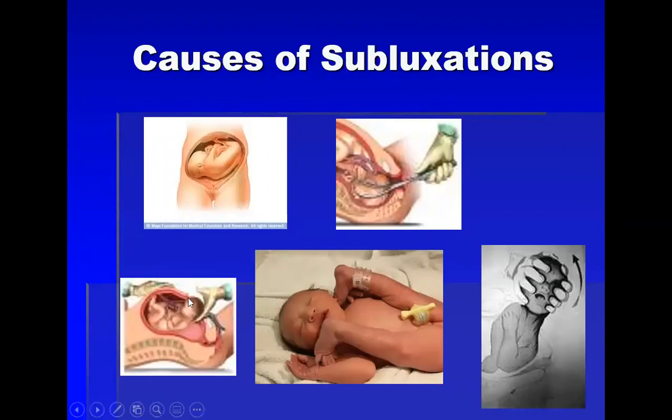The other reason why babies can get subluxated is during the birth process. And here on the picture on the top right, you can see a baby that is being pulled out of the birth canal with forceps. Here you see a baby that's being pulled through a C-section incision by the hands of the obstetrician pulling on the baby's head. Here on the right, you see a baby that's being pulled by the hands of the obstetrician through a vaginal birth. Both of these cause a lot of trauma to the baby, especially to their neck.